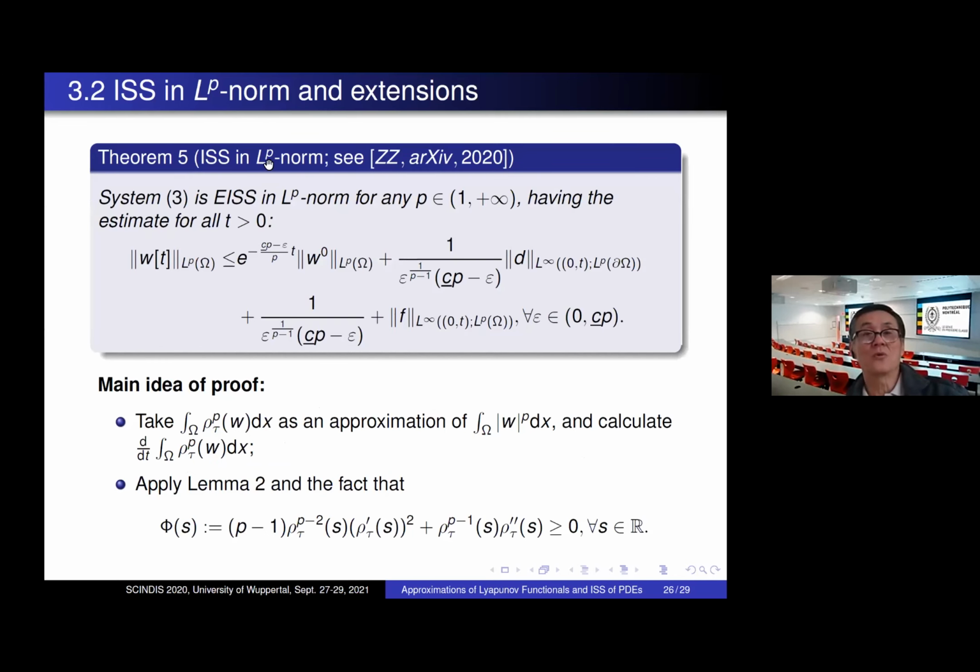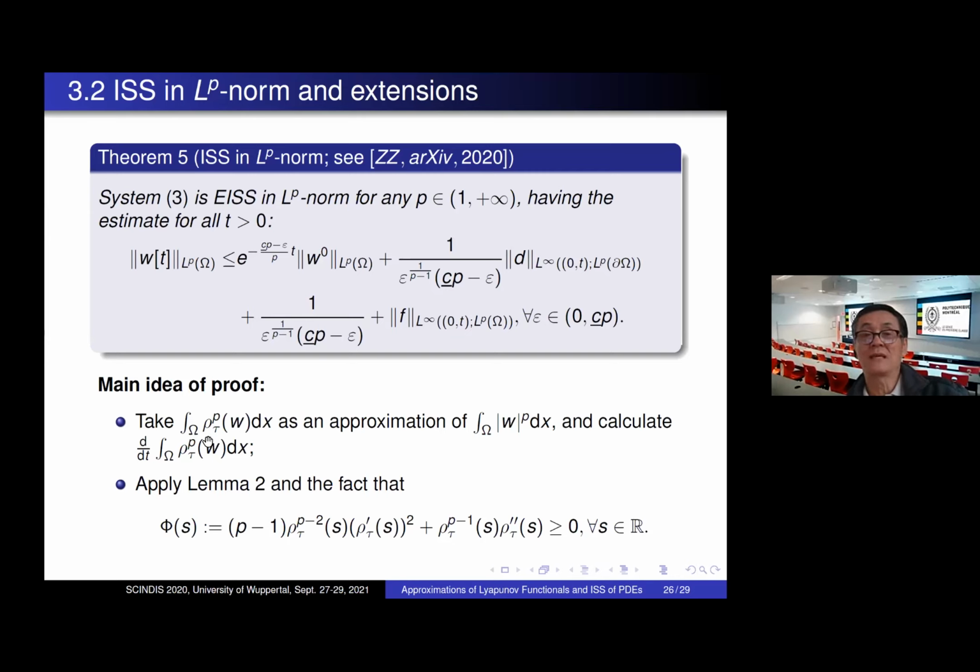Okay, so now, how about the case where p is bigger than 1? We can also prove that the system 3 with Robin and Neumann boundary conditions is exponentially ISS in the L^p norm with any p bigger than 1, and the estimate is given specifically by this form. The proof is actually the same. The procedure is the same.